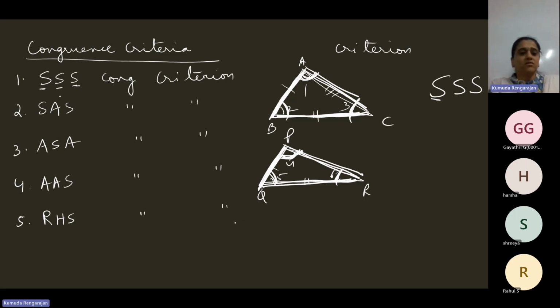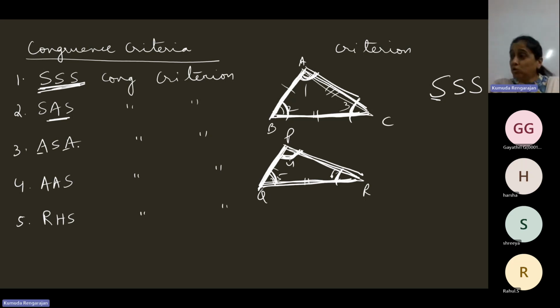All right. So how do we define this? When three sides of one triangle are equal to the corresponding three sides of the other triangle, then the two triangles are congruent by the SSS congruence criterion. This one: when two sides and the included angle of one triangle are equal to the corresponding two sides and the included angle of the other triangle, then the two triangles are congruent by the SAS congruence criterion.